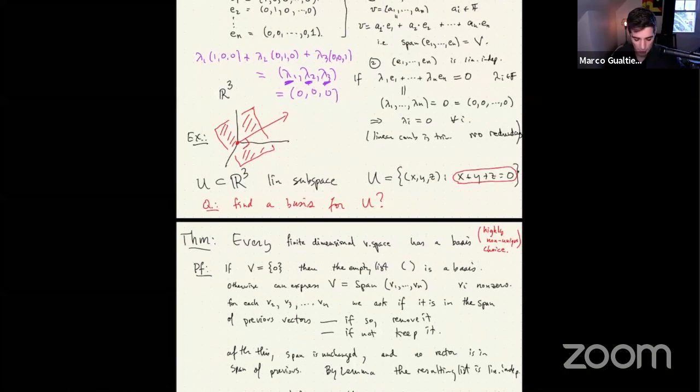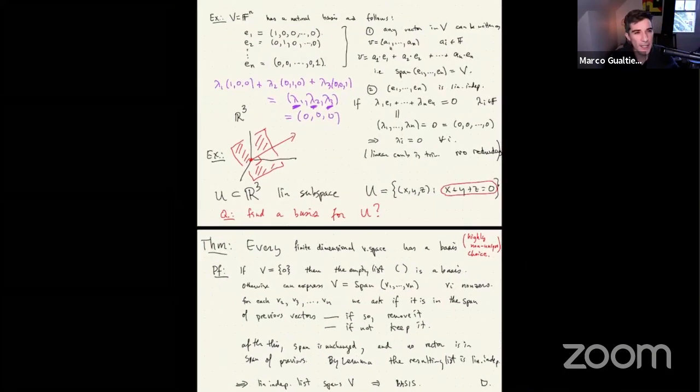Okay, any questions about this? So we've proven that every finite dimensional vector space has a basis.